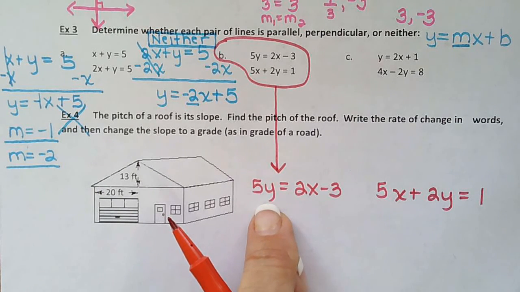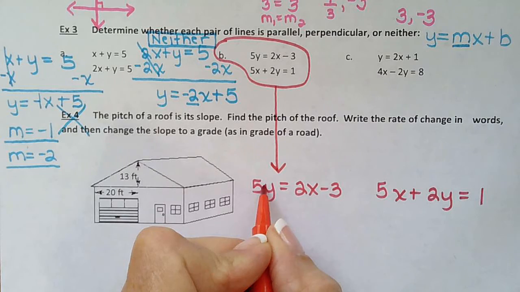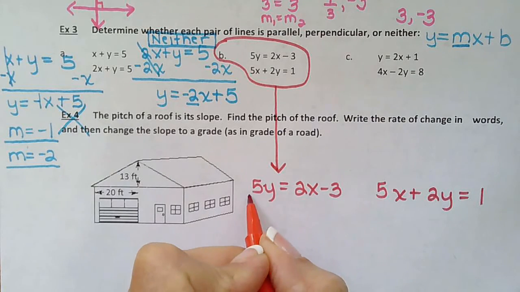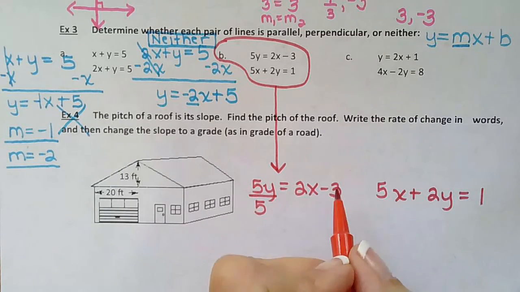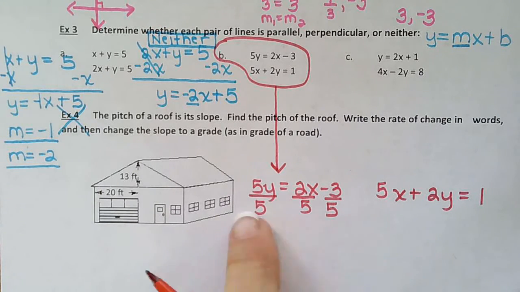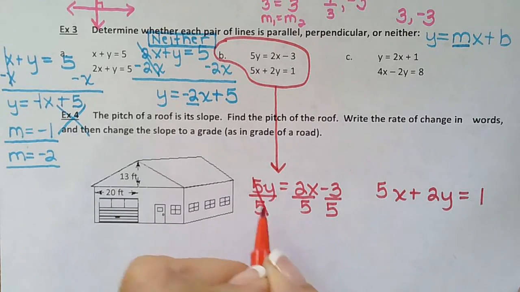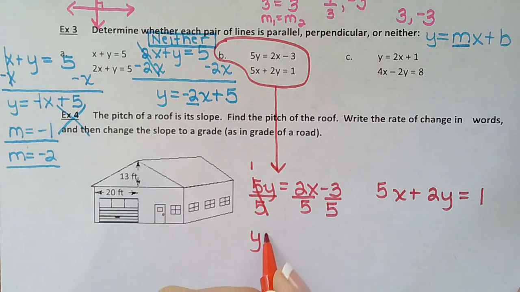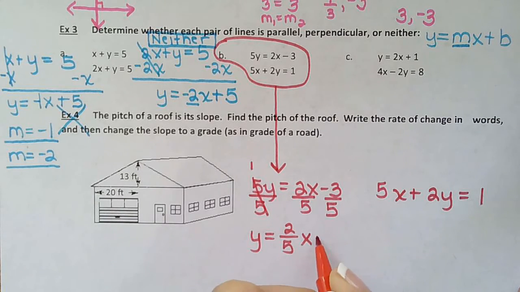What would I do to get y alone? This is multiplication, right? So we do the opposite, divide. And just like I told you above, make sure you divide every single term by that 5. You can't just divide 2 of them. How are you going to pick which 2? It's all or nothing. So then we get y equals 2/5 x minus 3/5. And so we can tell this one's slope is 2/5.